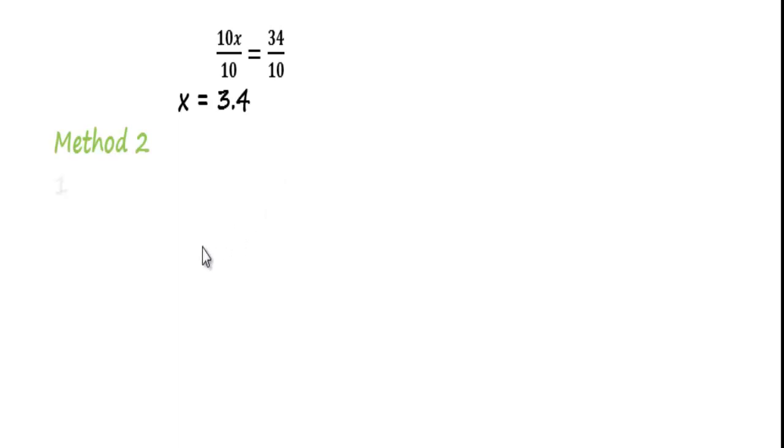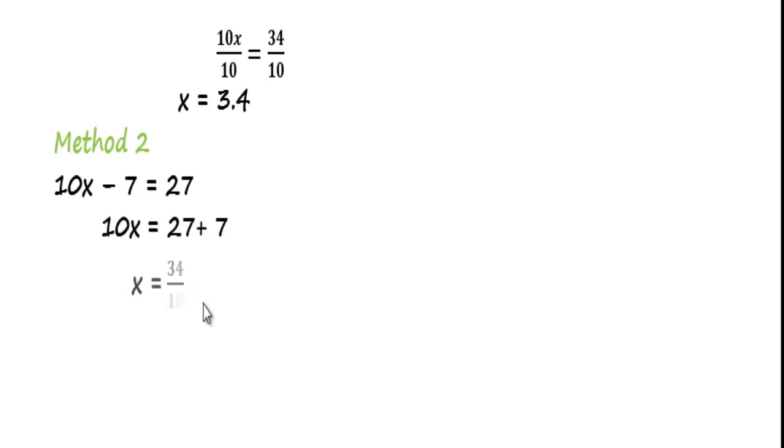Now method 2, which is just directly crossing minus 7 to the other side, and when you cross minus 7 to the other side, it's going to turn to positive 7. It's now going to be 10x equals 27 plus 7, which is 10x equals 34. And then when you make x the subject of the formula, it's going to be x equals 34 divided by 10, which is what? 3.4.